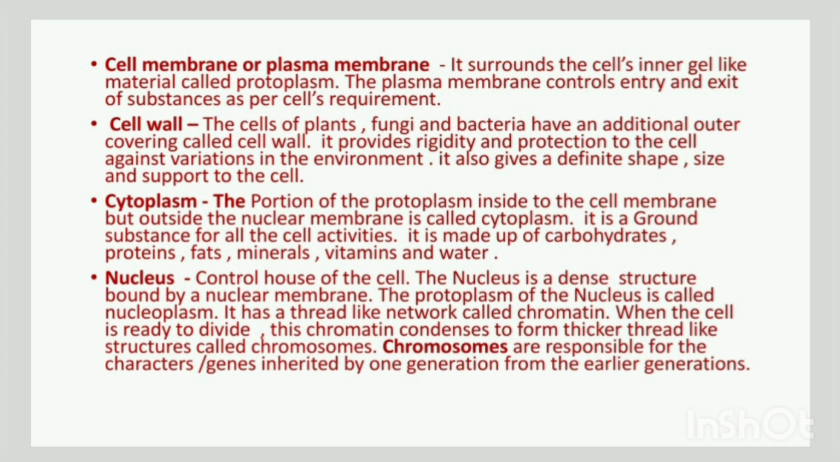When we talk about the cytoplasm, what is cytoplasm? It is that portion which lies on the inner side of the cell membrane and outside the nuclear membrane. That means protoplasm minus nucleus becomes the cytoplasm. This cytoplasm is the ground substance for all the cellular activities, and it is made up of carbohydrates, proteins, fats, minerals, vitamins with a large portion of water.